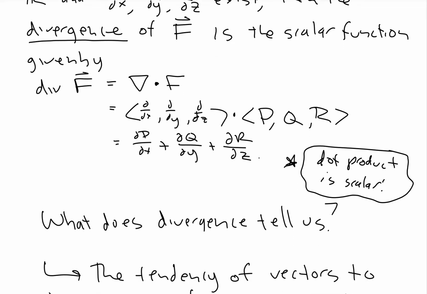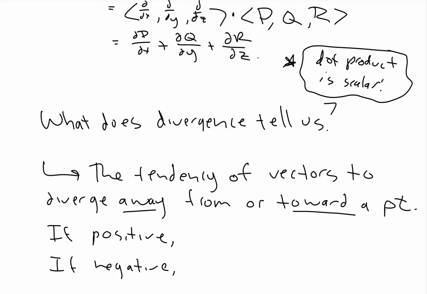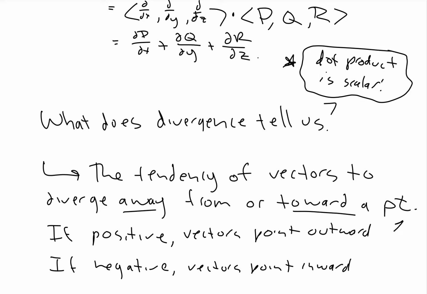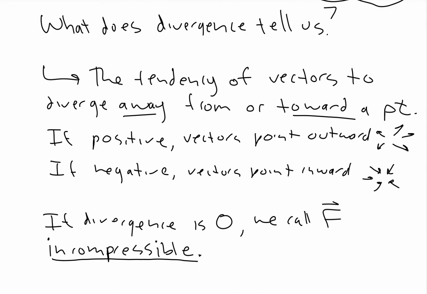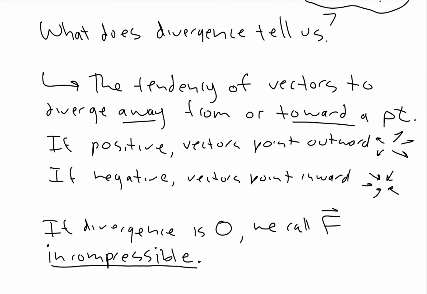Now, what does this guy tell us? This tells us the tendency of vectors to diverge away from or towards a point, hence divergence. If positive, your vectors point outward. On the other hand, if you're negative, then your vectors point inward. Maybe some sort of situation like this up top versus a situation like this guy on the bottom. Am I pointing outward? Am I pointing inward? Hopefully we can gather this similarly to the last operation, curl. If you get something that's neither, if you get 0, your vectors aren't really pointing outward or inward towards your point. As a comment, in that last situation, if your divergence is 0, you call the vector field incompressible.